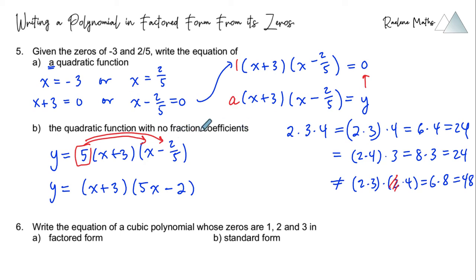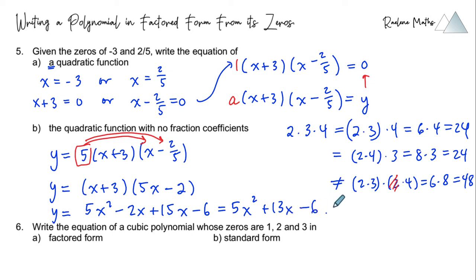Now it said no fraction coefficients, so presumably we would want to expand this and put it into standard form. So we would get 5x squared. The outsides multiply together to give negative 2x. The insides give us 15x. And then lastly we get minus 6. So we get 5x squared plus 13x, and then subtract 6.